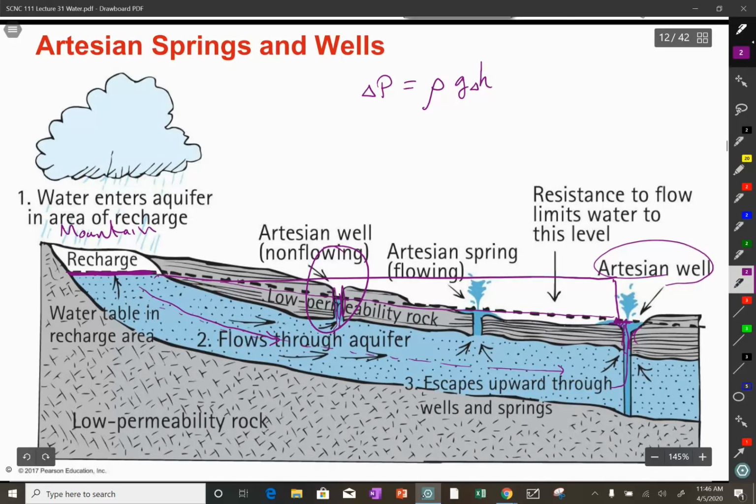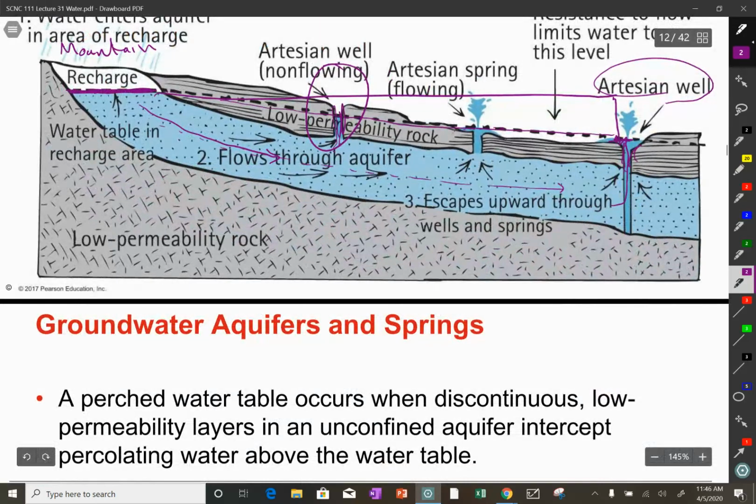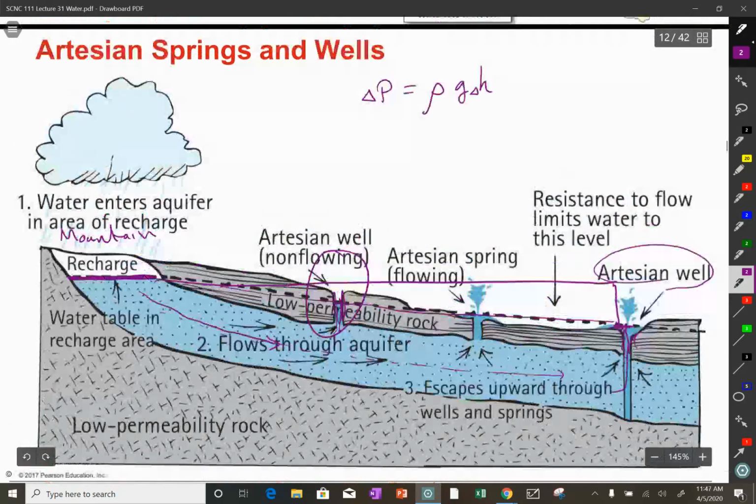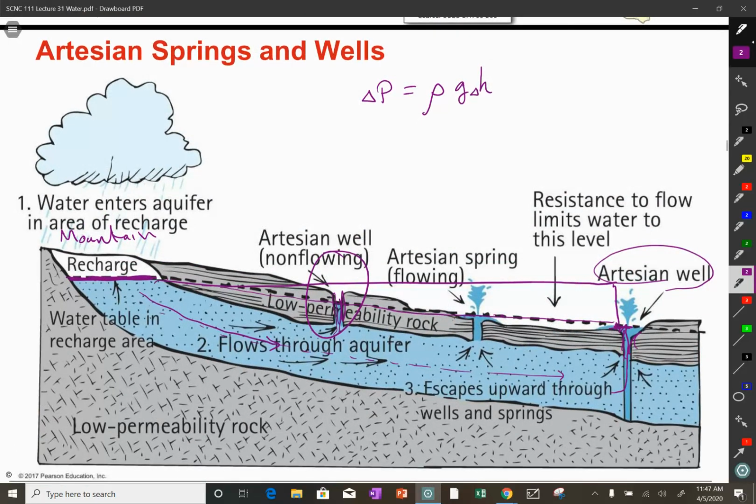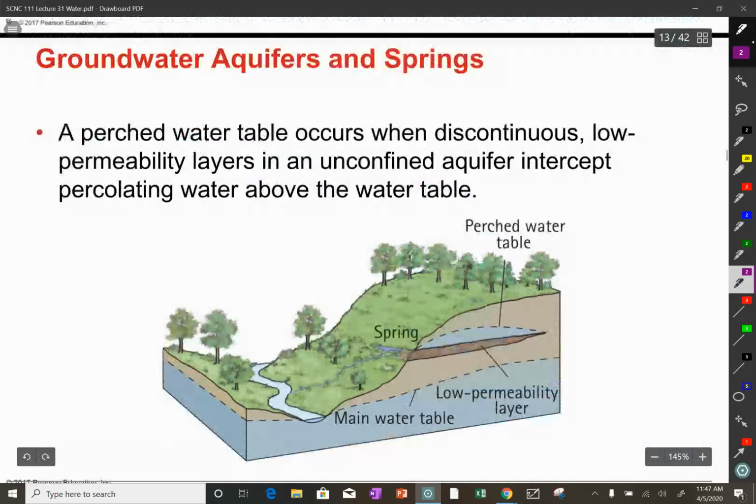Their illustration is trying to show you that for the spring, the height of the water table is above ground level on both sides, whereas for the well, it's not above ground level on one side, it's only above on the other side. So that's what artesian wells are all about, or artesian springs. It's when your water table is above ground level and you have a hole in the non-permeable rock that allows you to then have water come up.